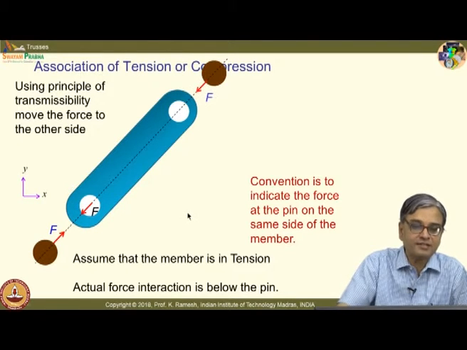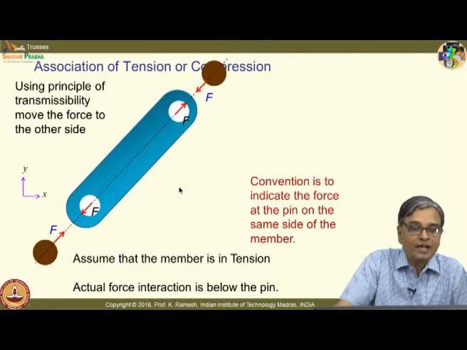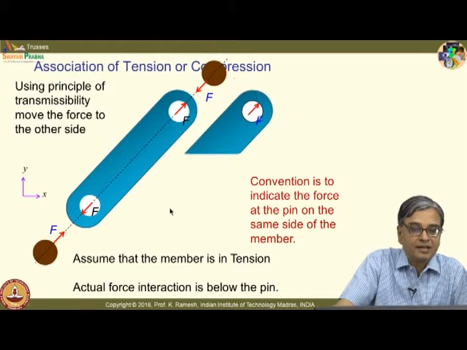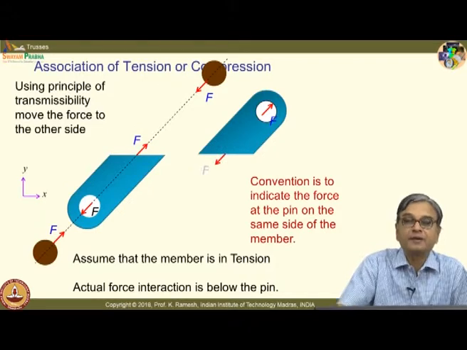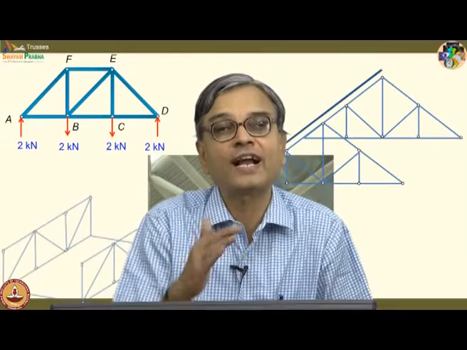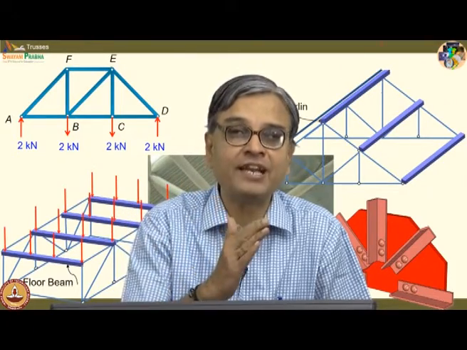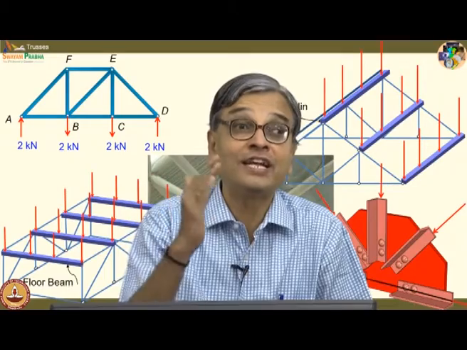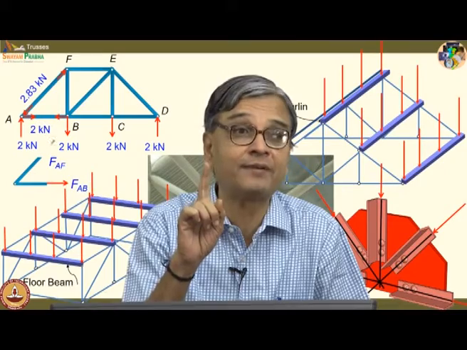Let me continue this and look at what happens in this pin, and I can argue very easily that the member is under tension. You have force interaction here. Now, I cut the member and separate it. When I put the force interaction, that will also indicate that the member is under tension. So, cutting the member makes it very easy to associate the direction of the force with tension or compression. Do not confuse it while drawing the free body diagram.